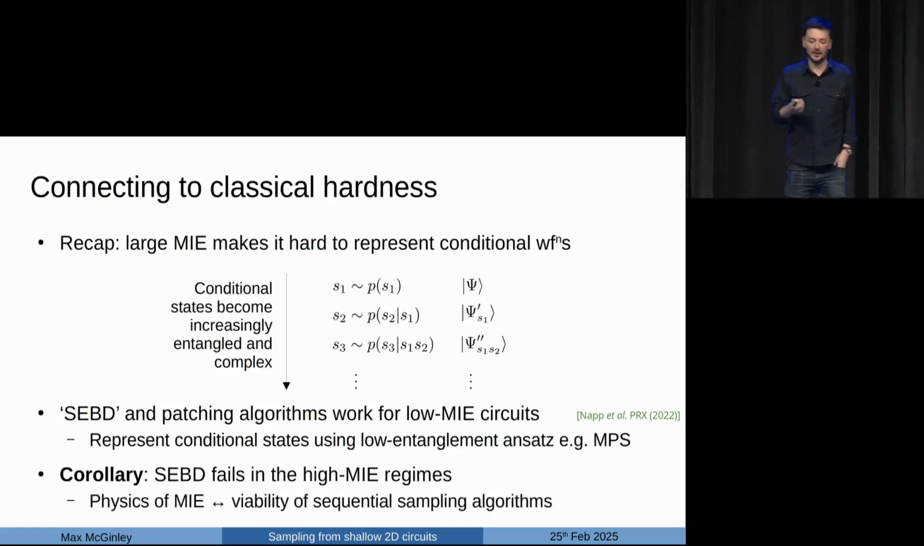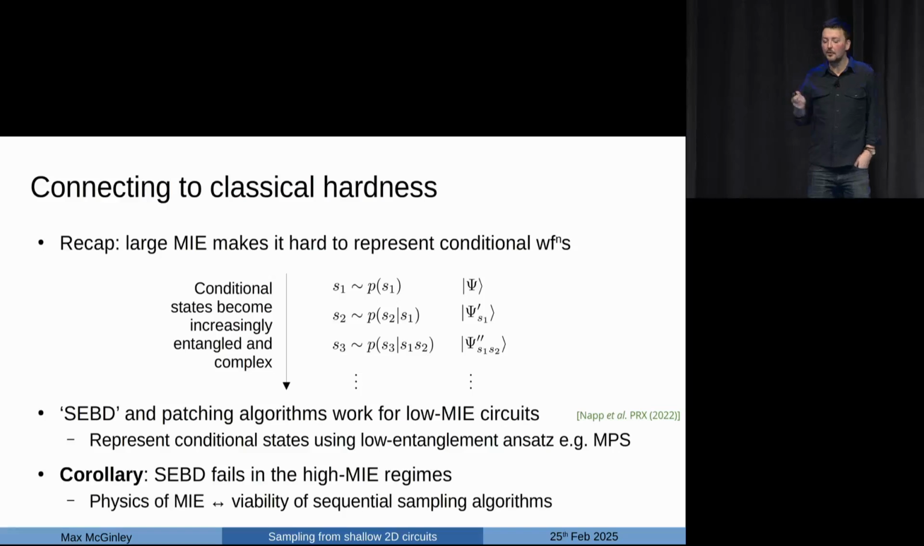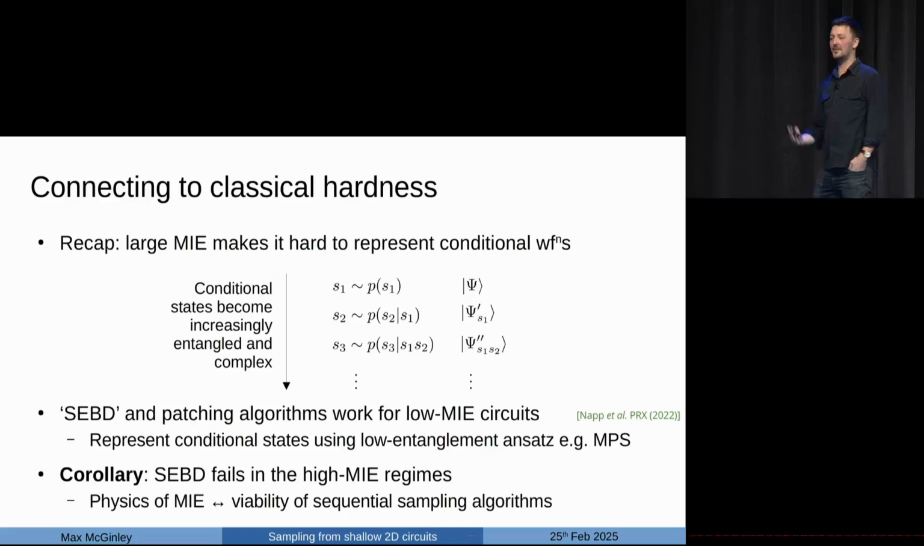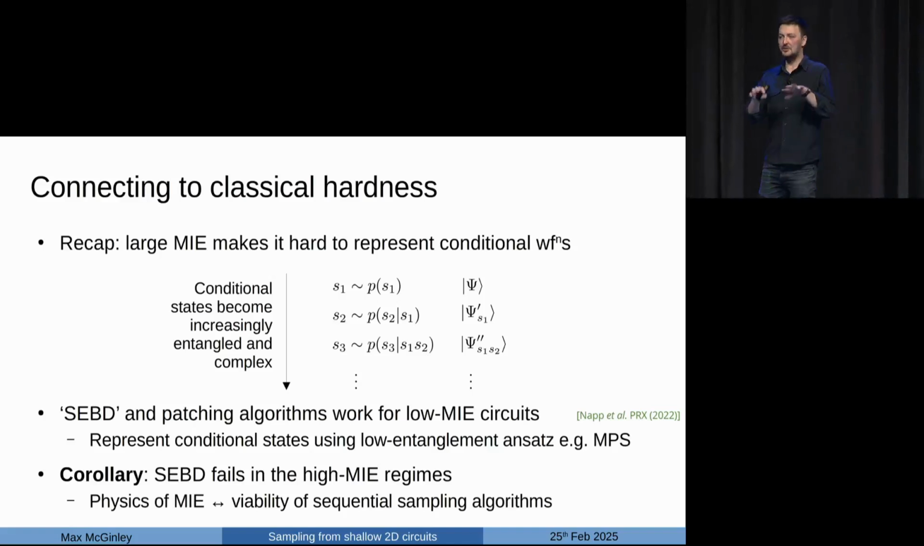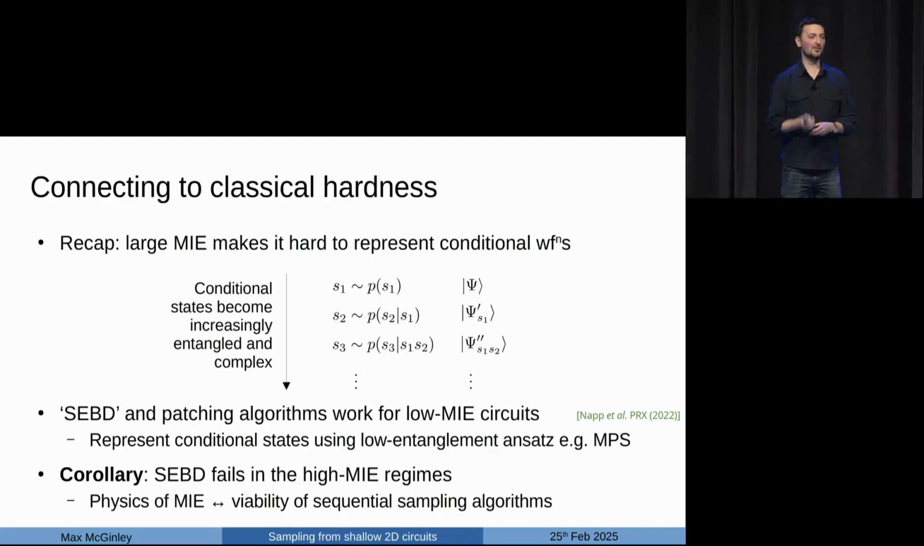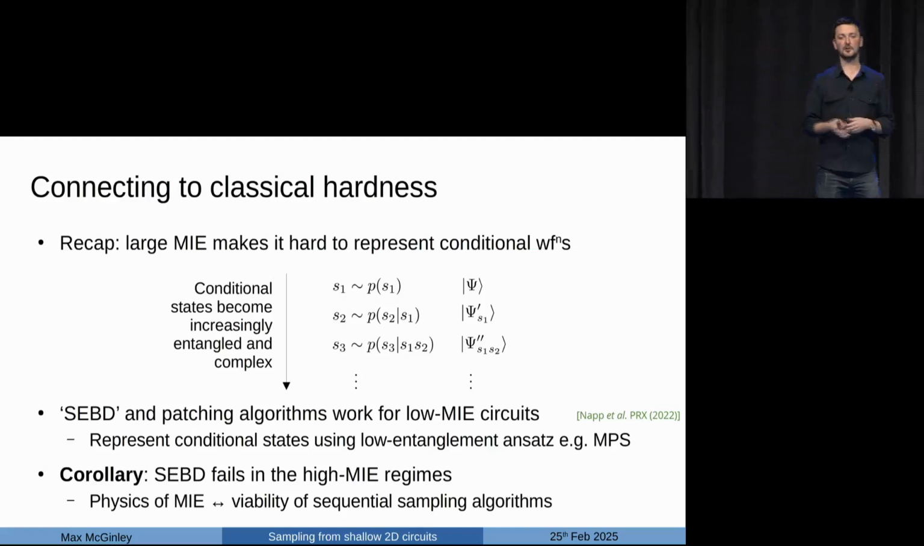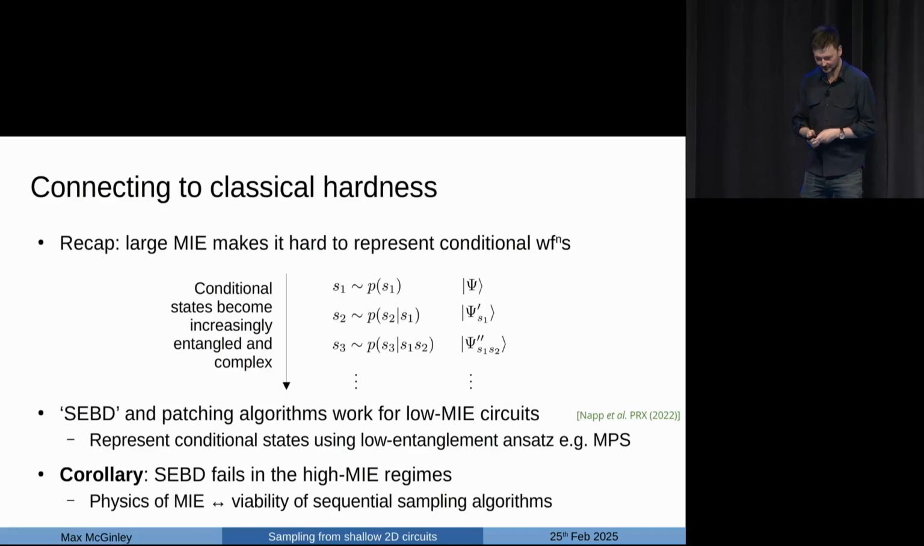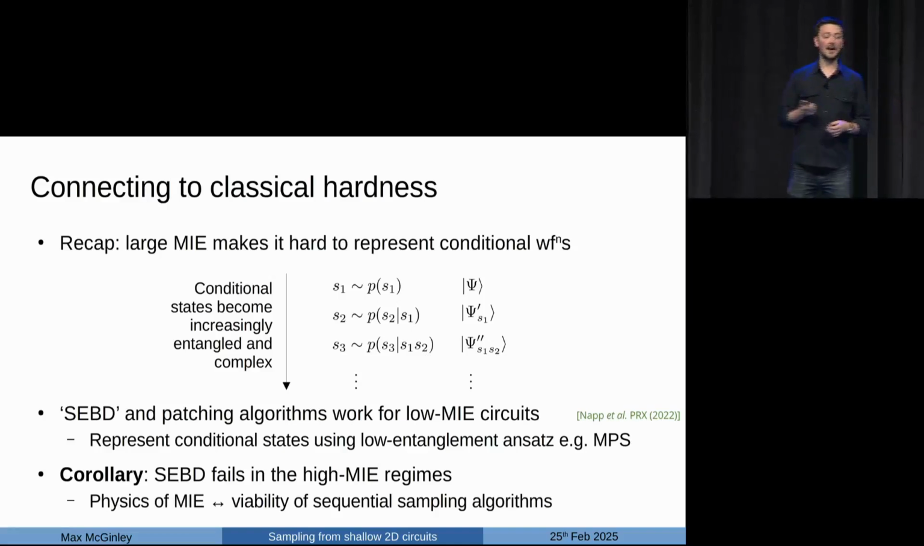So what we're able to concretely show is that this algorithm cannot work in this high measurement-induced entanglement regime. And I think this is nice that we're able to make some relationship between the physics of what these measurements are doing to the wave function and the viability of these kinds of sequential-based sampling algorithms. So that's a very algorithm-specific statement.